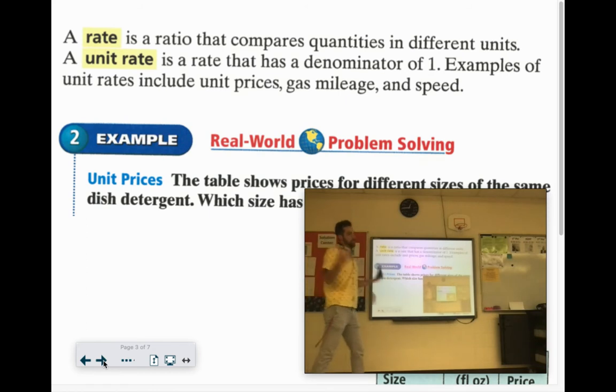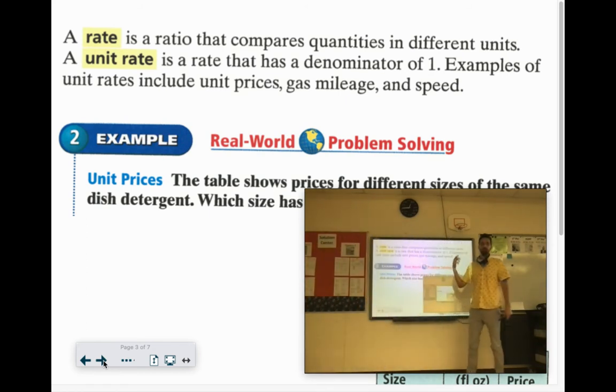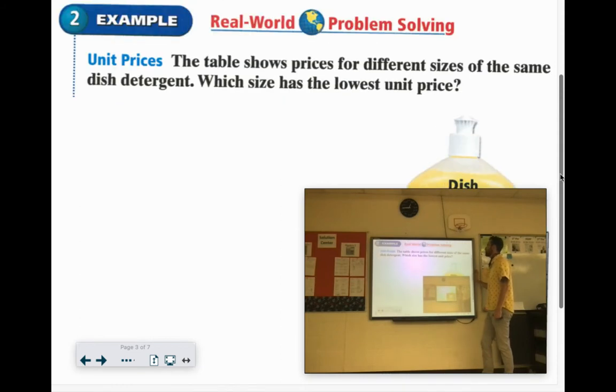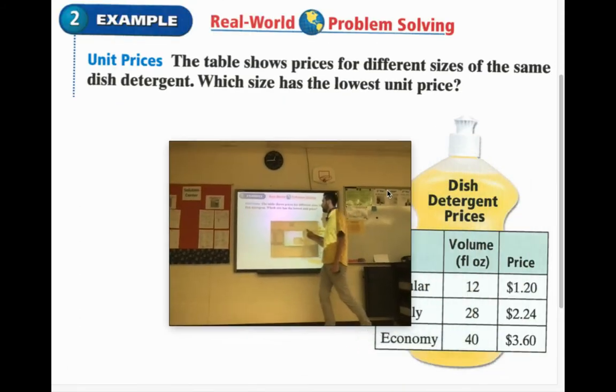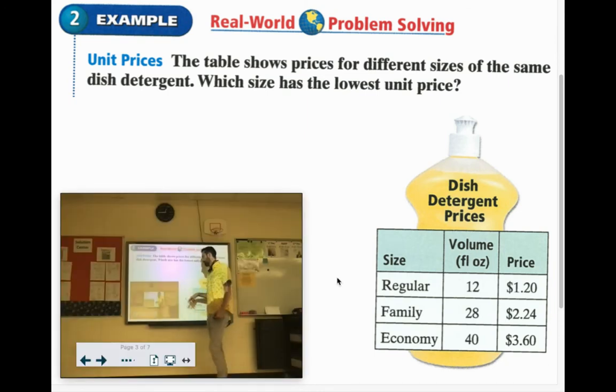A unit rate is when you're comparing them, but there's a denominator of 1. So you really just have to divide it. So let's look at this. And this is something that you'll see at the store. So if you go to Walmart or something, they actually put the unit rate on the label there with the price. So it'll say like price per ounce. And then that's a pretty easy way that you can determine what's the best deal.